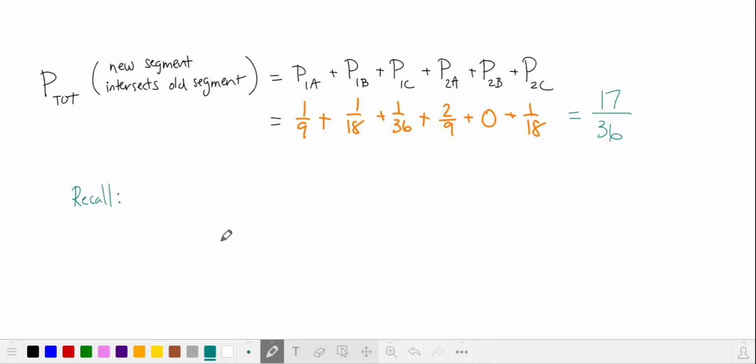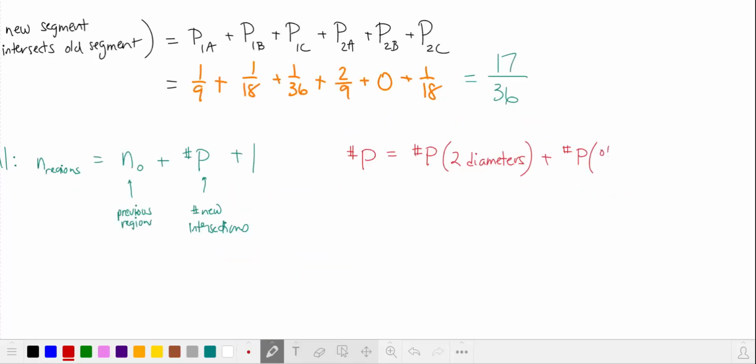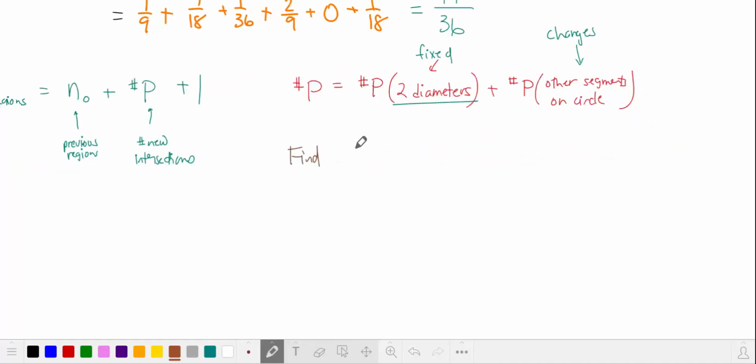So recall from the beginning of the solution, we had a formula for the number of regions in our disk. This is going to be equal to the number of regions that we had previously. We're going to add to it the number of new intersection points, and then we add 1. We also had that there were 2 sources of new intersecting points. Our new segments can intersect with one of the 2 diameters that were originally on the disk, or with other segments that are already on the circle. We always have 2 diameters, so this is going to be fixed. This varies depending on the number of segments that are already on the circle as we add them one at a time. Let's find the expected value of intersections just through the 2 diameters.